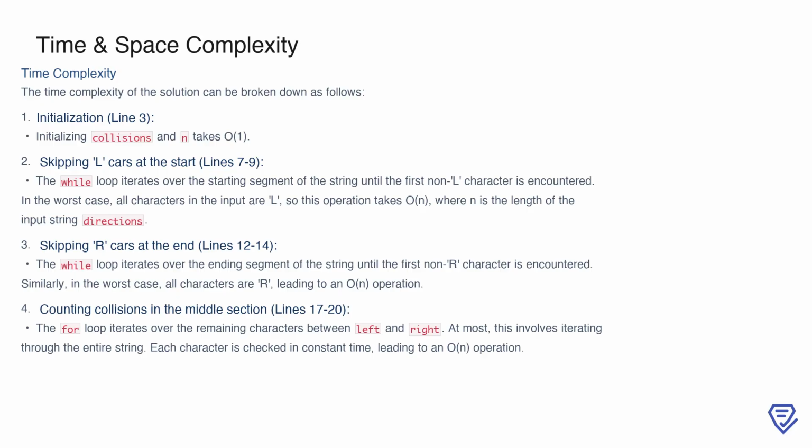Next, there's a similar step for skipping R cars at the end of the string. Again, this involves a while loop that processes the ending segment, and if all cars are R, the operation also takes O(n) in the worst case. Finally, we have the step where collisions are counted in the middle section of the string. Here, a for loop iterates through the characters between the left and right pointers. At most, this covers the entire string, with each character being checked in constant time. This makes the collision counting step another O(n) operation.